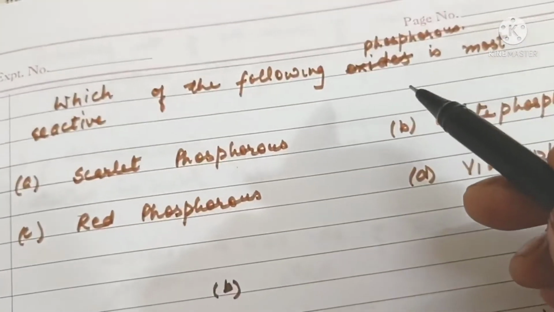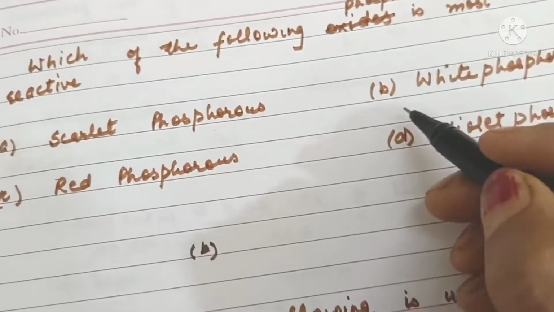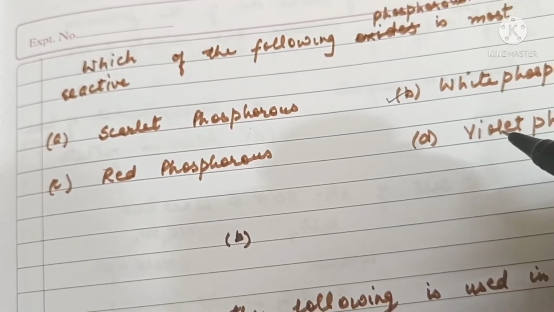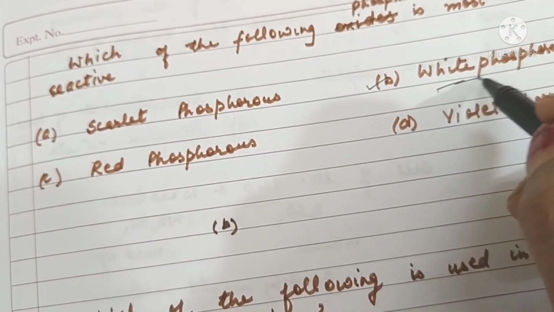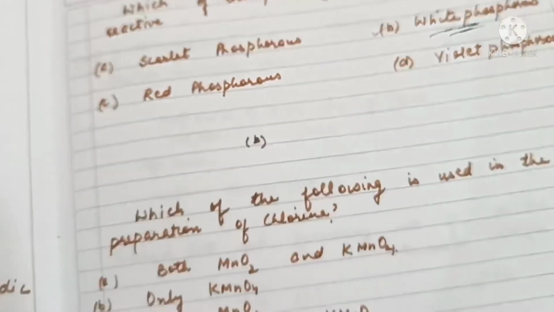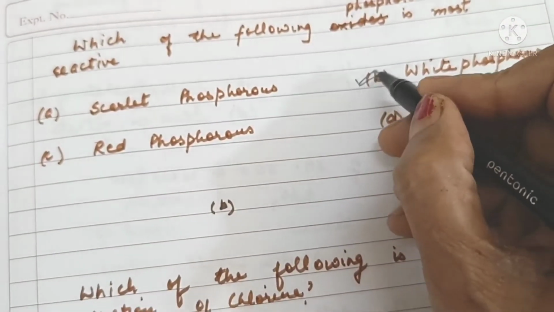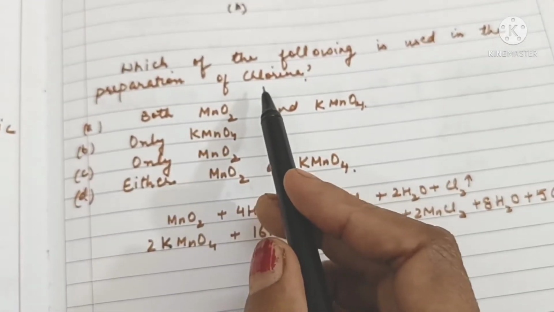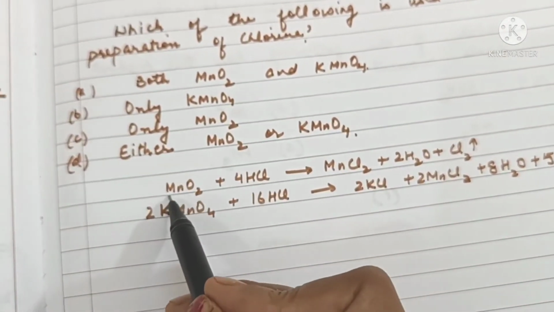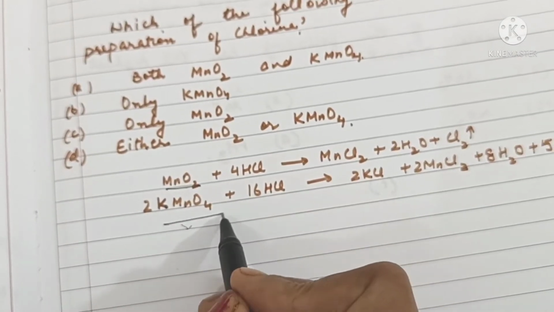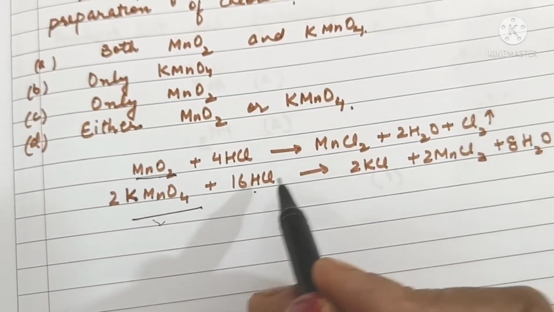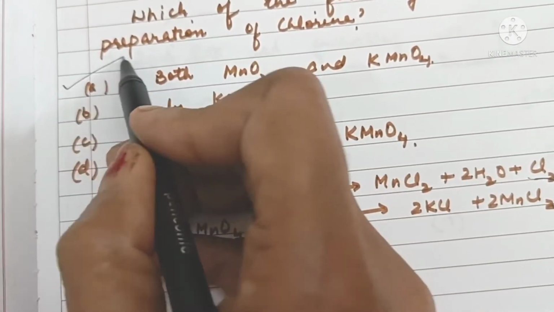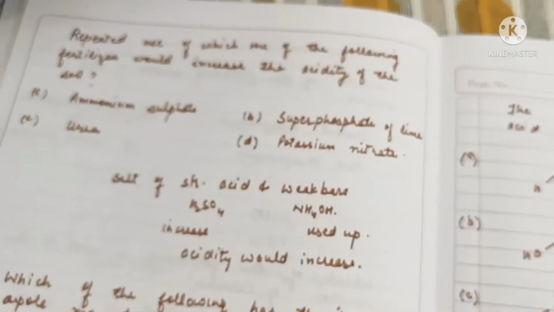Which of the following phosphorus is most reactive? White phosphorus, with greater strain and lower ignition temperature, is most reactive in nature. Option B is the correct answer. Which of the following is used in the preparation of chlorine? Both manganese dioxide and bleaching powder can be reacted with HCl to give chlorine gas. So both, option A is the correct answer.